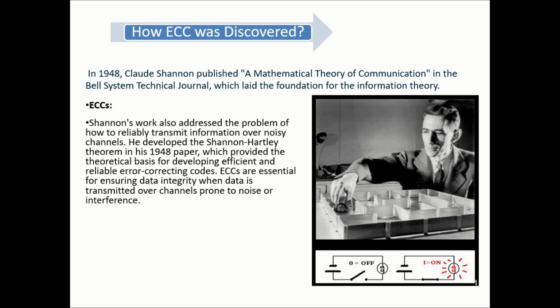Okay, so this is the history of error correcting code. In 1948, Claude Shannon published A Mathematical Theory of Communication in the Bell System Technical Journal, which laid the foundation for information theory. Shannon's work also addressed the problem of how to reliably transmit information over a noisy channel. He developed the Shannon-Hartley theorem in his 1948 paper, which provided the theoretical basis for developing efficient and reliable error correcting codes. Okay, ECC are essential for ensuring data integrity when data is transmitted over channels prone to noise or interference. This laid the foundation for error correcting code, making it possible to detect and fix errors in digital communication systems.